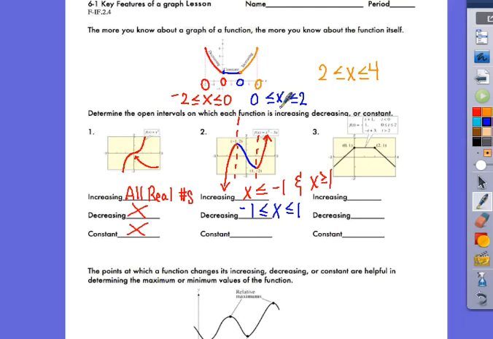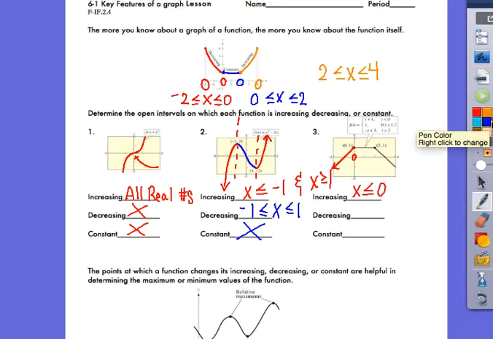And then is there an area where it's constant? No, no constant. Okay. Let's look at number 3. Increasing. Here we have an increasing. We don't have an exact starting point, but it goes all the way to what x value? To 0, right? So it comes in somewhere way over here. So we could write x is what? Less than or equal to 0. Are there any other areas where it is increasing? No. So we're done with that.